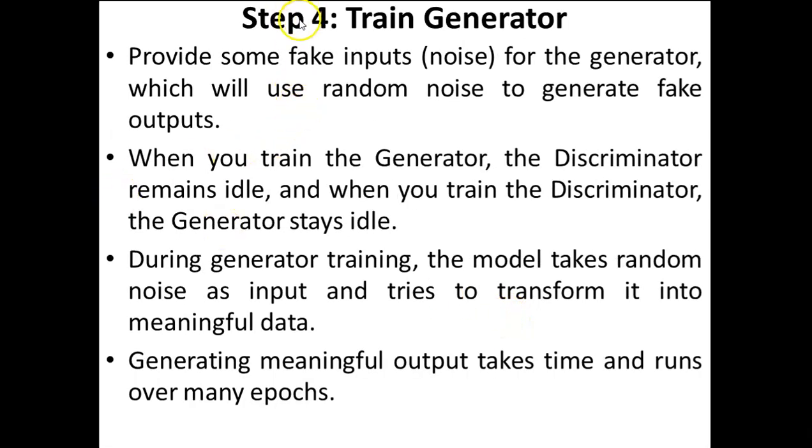Step 4. Train the generator. Provide some fake input for the generator, which will use random noise to generate fake output. When you train the generator, the discriminator remains idle. When you train the discriminator, the generator stays idle. During generator training, the model takes random noise as input and tries to transform it into meaningful data. Generating meaningful output takes time and runs over many epochs.